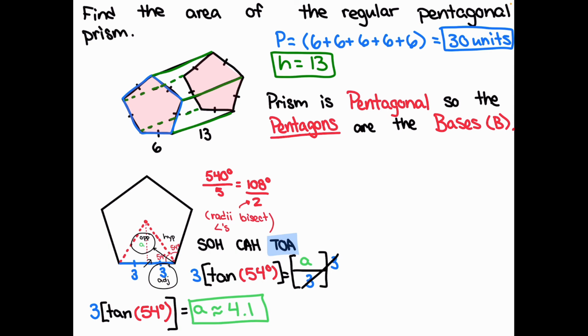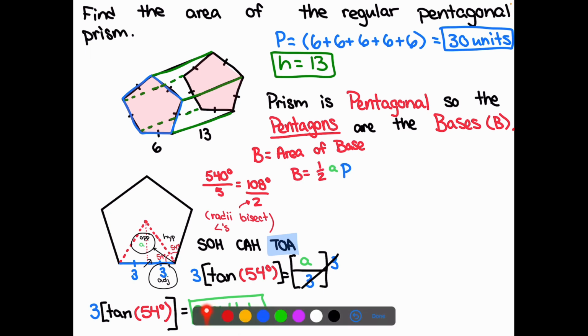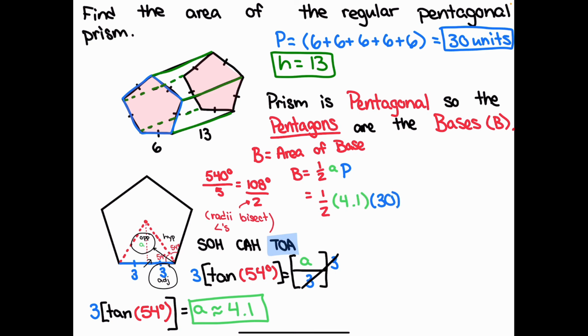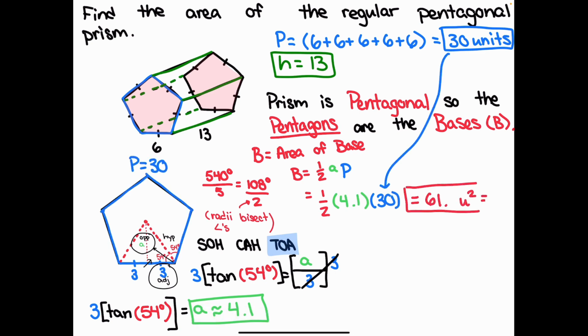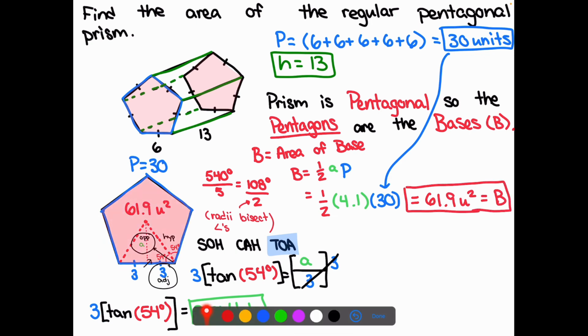Now we have A, and we already have P, so we can solve for the area of our base. The area of a regular polygon is equal to 1/2, and in this case it's big B, equal to 1/2 A, the apothem, times P, the perimeter. That'll give me 1/2 times 4.1 times 30. If you enter this into your calculator, you'll get big B is equal to 61.9 units squared.